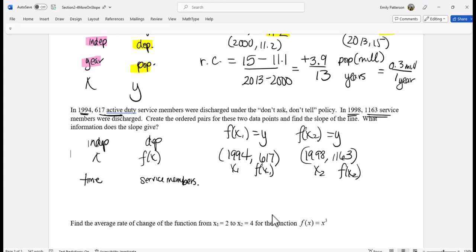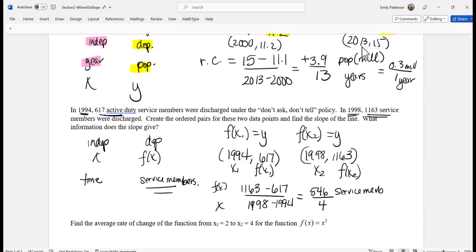So we're putting these values in, and this gets very theoretical. So let's put these values in, and we can say that the f of x2 minus f of x1 all over x2 minus x1. So subtracting these values, we get 546 over 4. So what we have to do again is remember what these values are. Remember, this is our f of x values on top, and this is our x values on the bottom. And f of x represented 546 service members discharged over that 4 years.